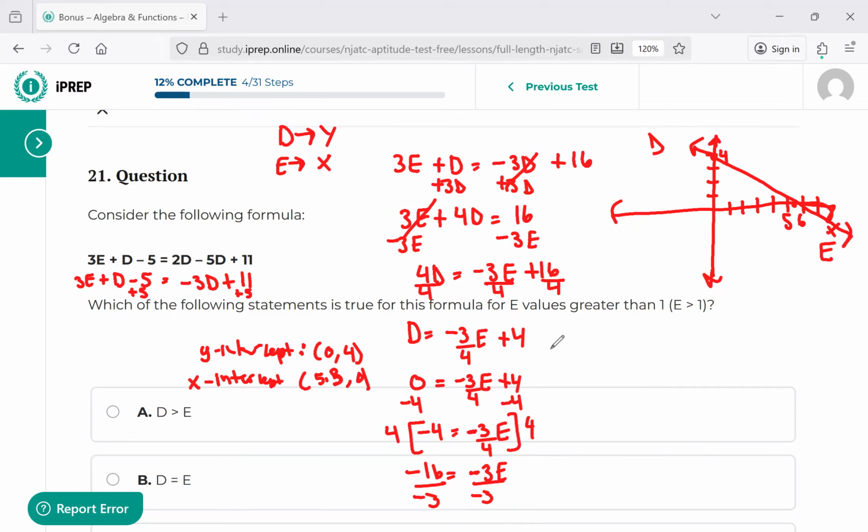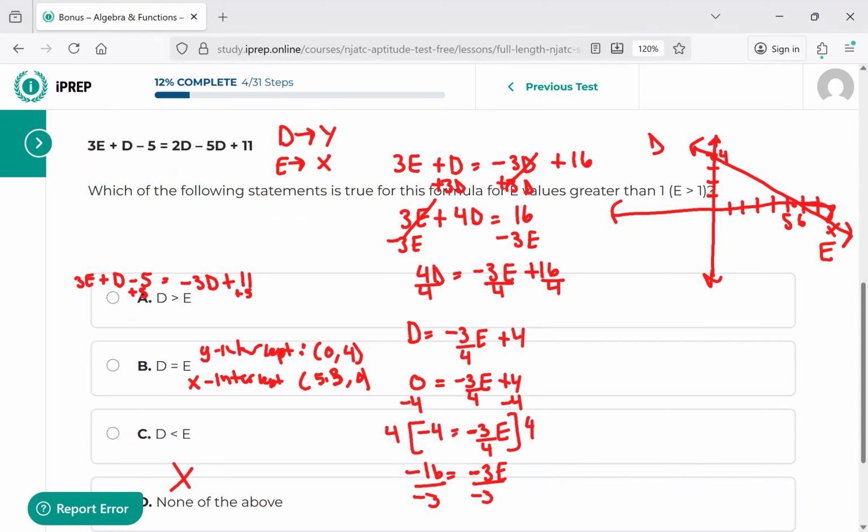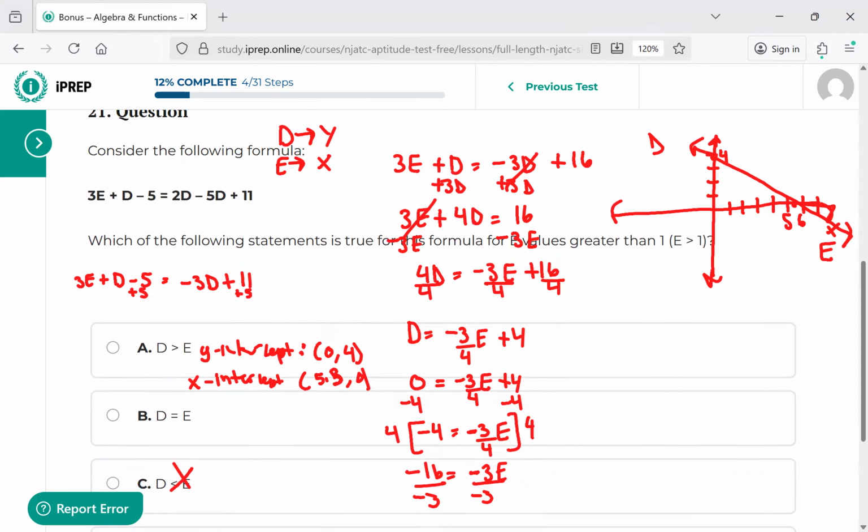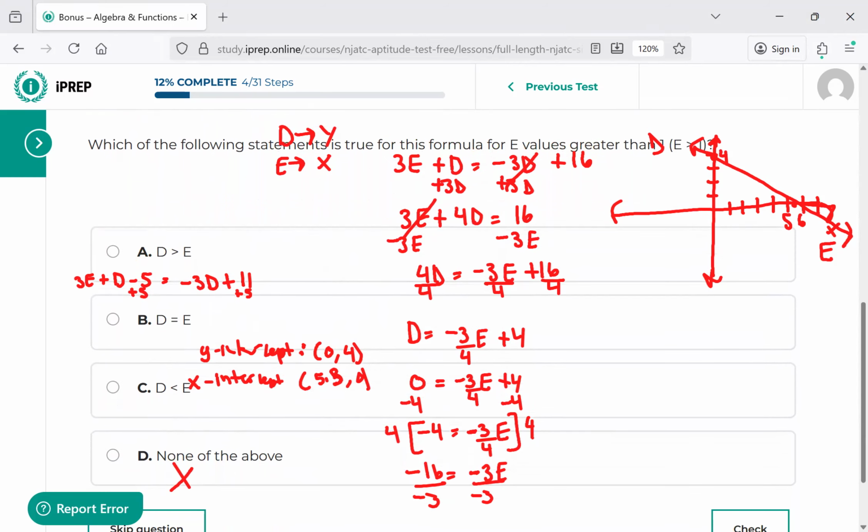Is letter A true? Is d greater than e? No. Look, here's d. It's obviously not greater than e. What about B? Does d equal e? That's a big no, right? Look at our equation. If you plug in 0 for d, you have this plus 4, so it's never going to equal 0, right? So it's not that one. Is it C? Is d less than e? No. So that means our final answer has to be D.